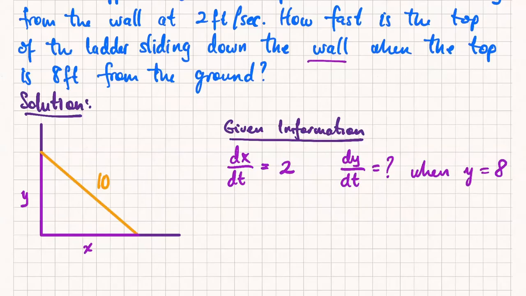It says when the top of the ladder is 8 feet from the ground. So at the instant that y happens to be 8, I don't know what time that is. Usually we think of these problems in our daily lives as, tell me what's happening 3 seconds later, or in a minute. No, we're not going to say that. We're saying, tell me what's happening when the top happens to be 8 feet from the ground, whatever time that is. So this is describing a certain time when y equals 8. I don't care what time that is. It could be 2 seconds from now, it could be 3 seconds from now, whatever. Okay, so that's the given information.